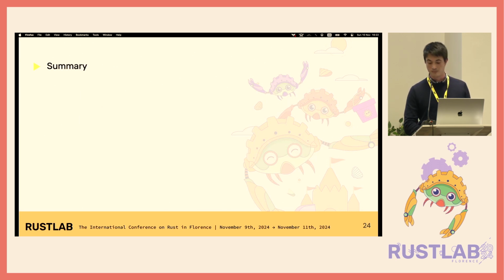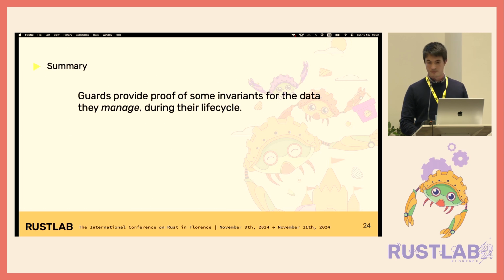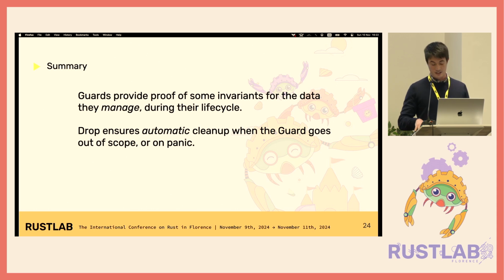And yeah, just a final summary. Again, you have a guard, and that provides proof of some invariance for the data or behavior that they manage, and it's tied to their life cycle. And they guarantee automatic cleanup when they go out of scope, or for instance, if there's a panic. So if you want to have some kind of automated behavior when your code path exits, then a guard is a good idea.